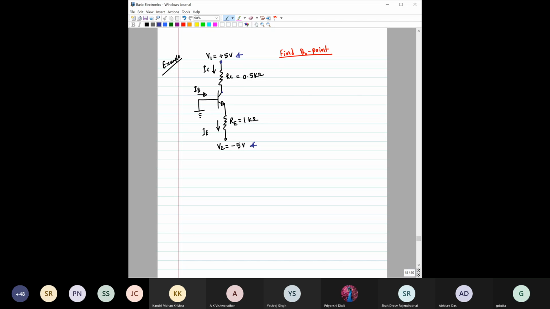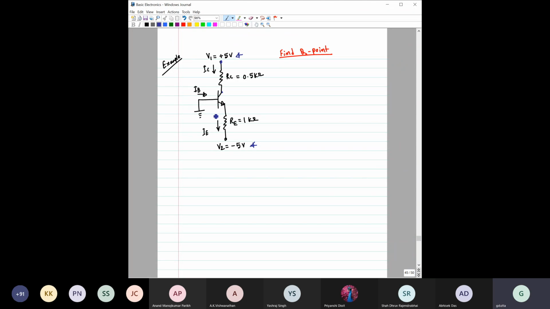Sir, base emitter is in reverse bias. Is it in reverse bias, base emitter? Please check it. Oh, no, sir, forward bias. Yes, if it were reverse bias, then it would be in cutoff, right? Yes, sir, it is forward bias. Yeah, it is forward bias.